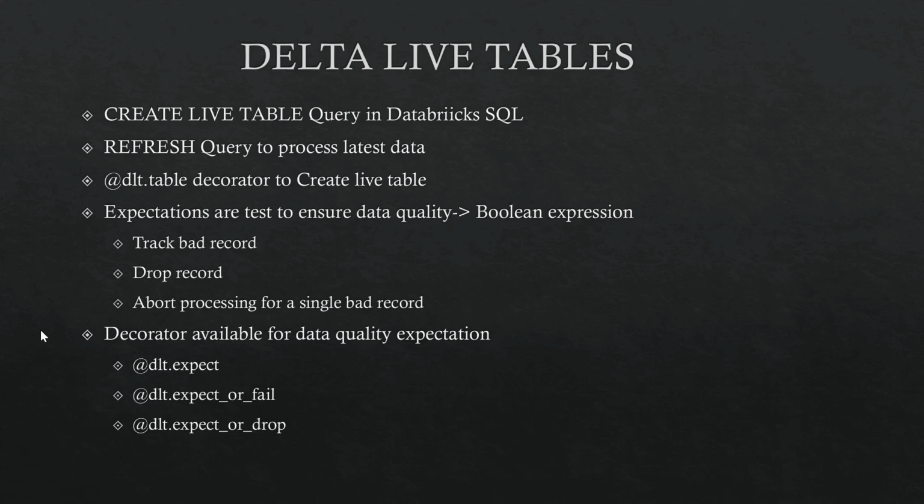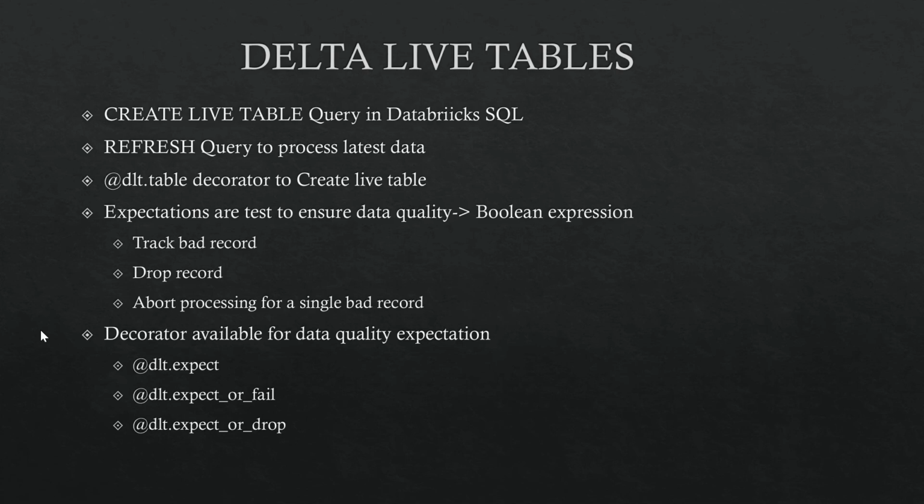While the data is flowing from the raw to the gold layer, you want to do a data quality check. For that, we have expectations. Those are basically to test your data quality, and the result of an expectation is a Boolean expression, it could be true or false. With expectations, you can track the bad records, you can drop your records, or you can completely abort the processing for a single bad record.